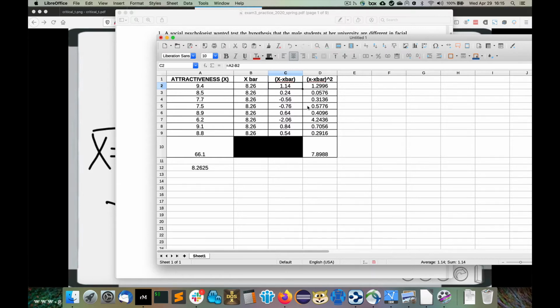And after you finish squaring all of those numbers, then you add them all together. So 1.2996 plus 0.0576 plus that, plus that, plus that, all the way down to plus 0.2916. And when you add all those numbers together, you should end up with 7.8988. Or you could round that off to 7.9. Okay? And that completes this table. If you want to stop the video right now, make sure you have it correct, you may do so. But that's the whole purpose of this table, is to calculate this big long number here so that you can use it later on to calculate your standard deviation.